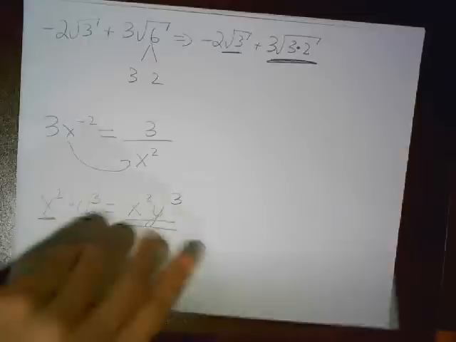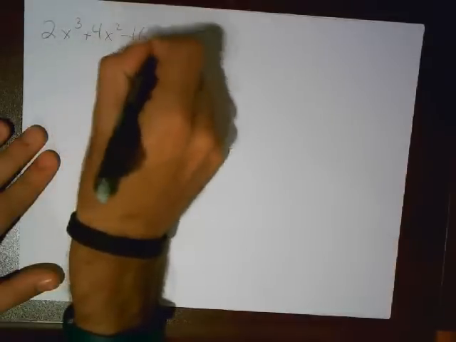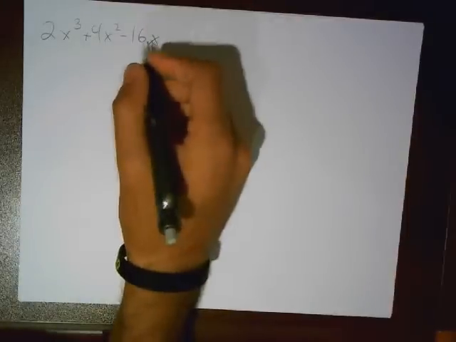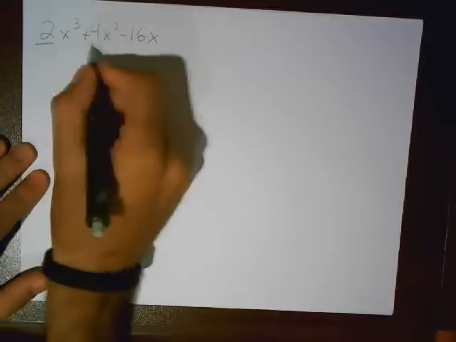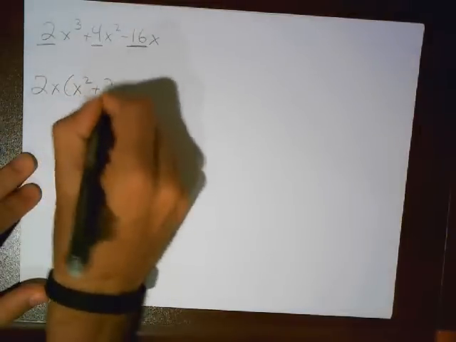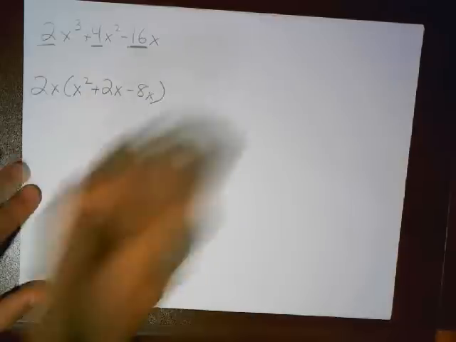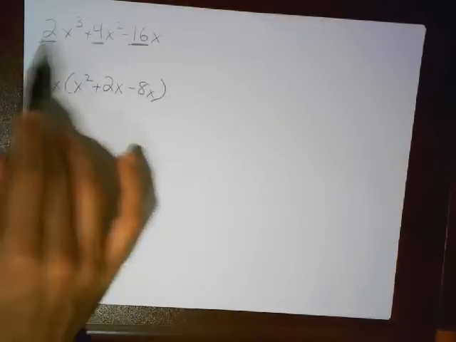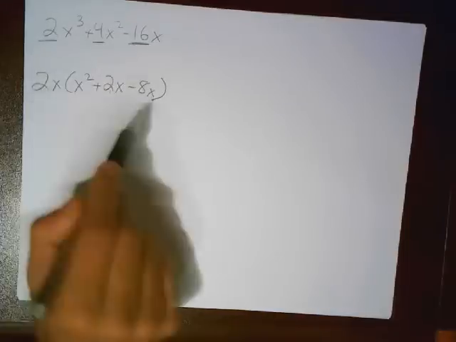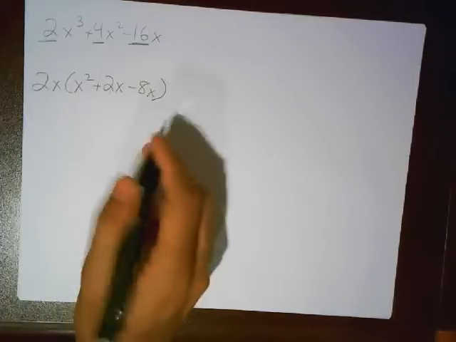Okay, now we have 2x cubed plus 4x squared minus 16x, and it says find the greatest common factor, then use the x box. So all of these have a 2 in them. There's a 2 in here, there's a 2 in here, and they all have an x. So I'm going to take out a 2x, and I'll be left with x squared plus 2x minus 8. And the way I got that is, again, 2x times x squared is 2x cubed. Add the exponents. 2x times 2x is 4x squared, and 2x times negative 8 is negative 16x.